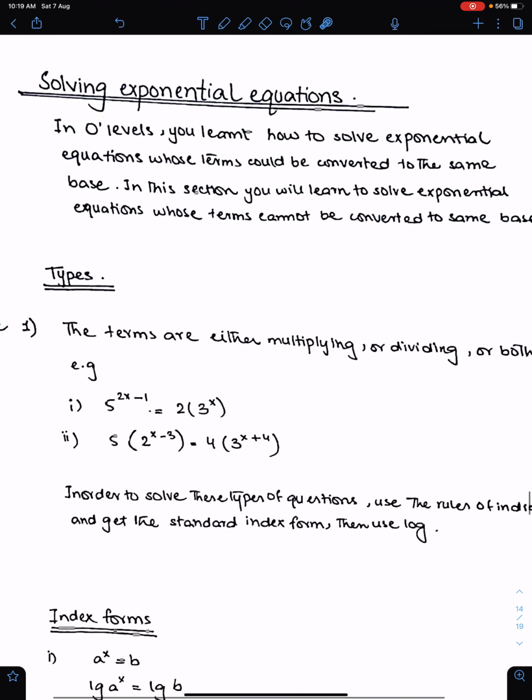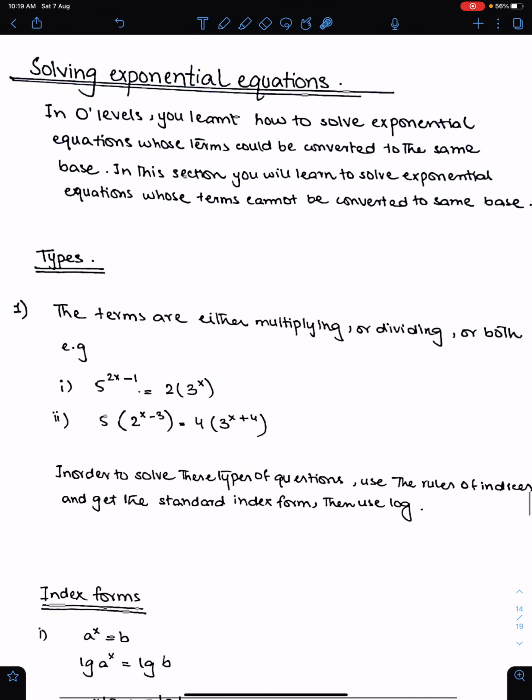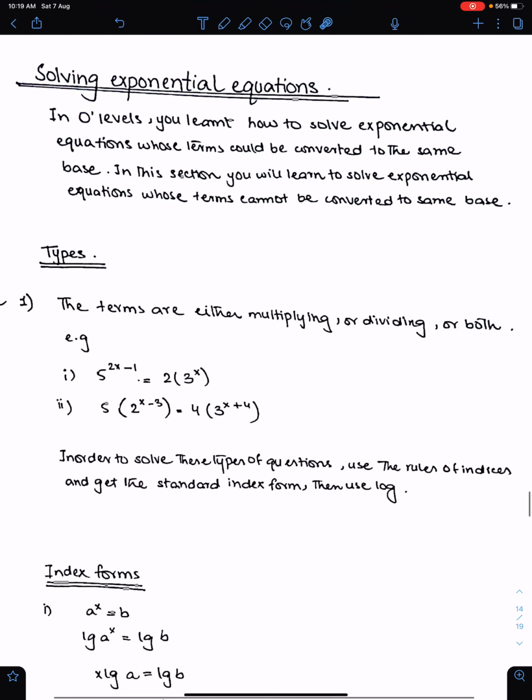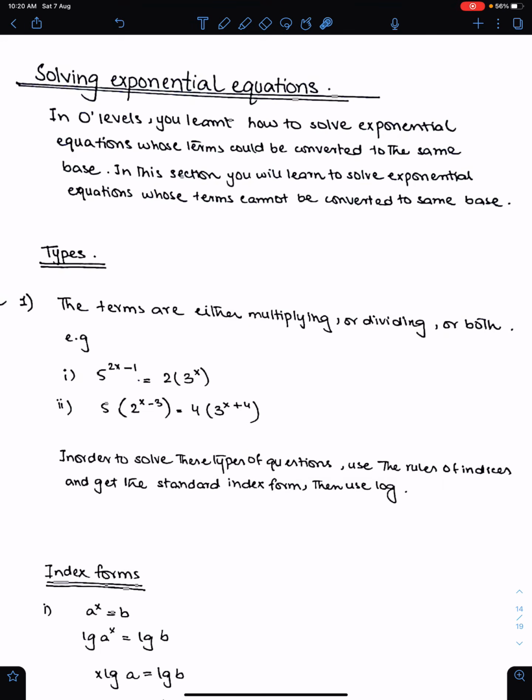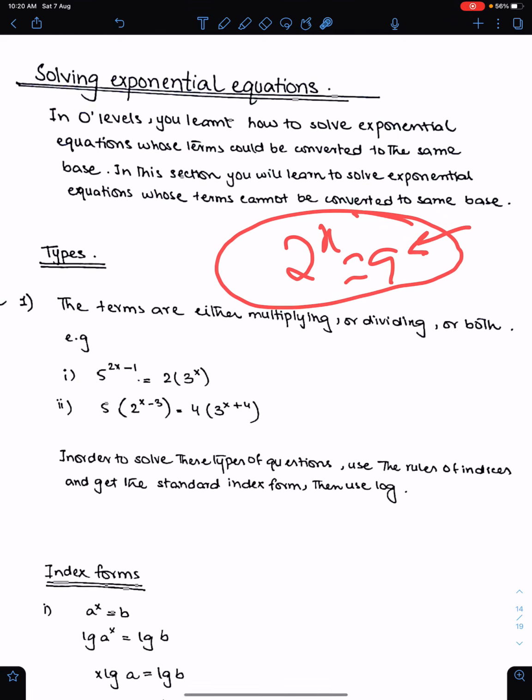Solving exponential equations. In O levels, you learn how to solve exponential equations whose terms should be converted to the same base. Like this. You can write 8 as the base 2. 2 power x, and 8 can be written as 2 cube, so x is 3. And in add math, I have done this type of equations as well. You know how to solve these equations.